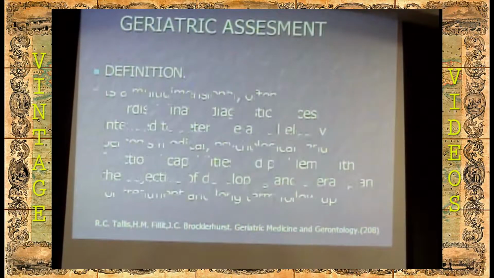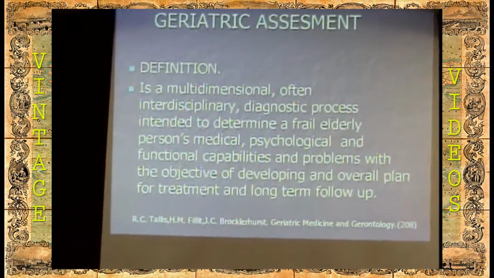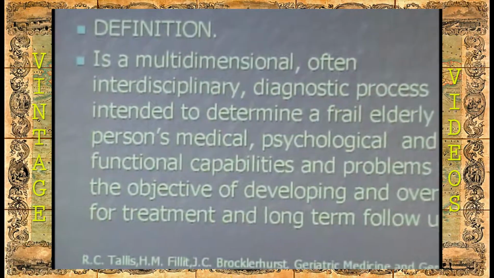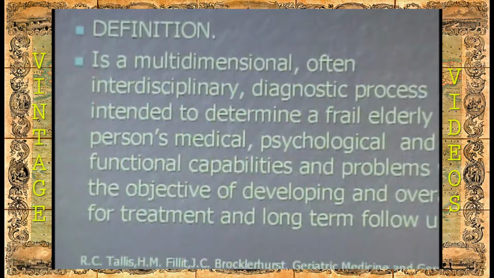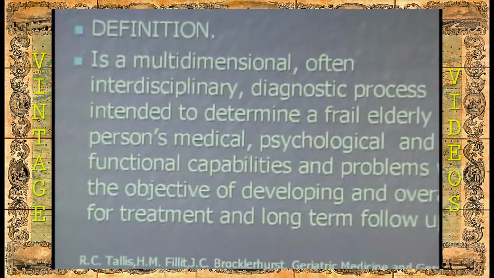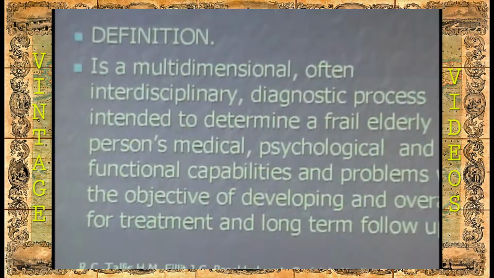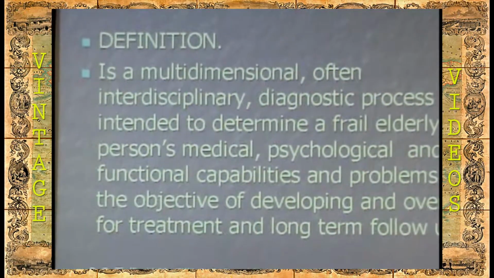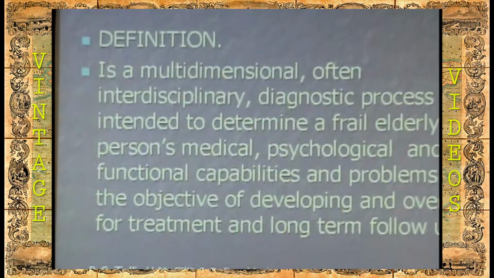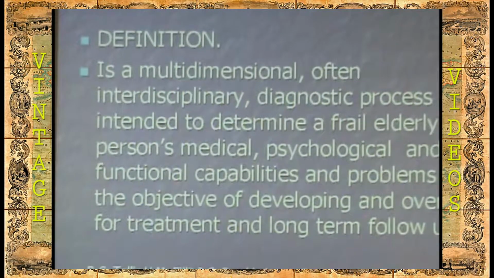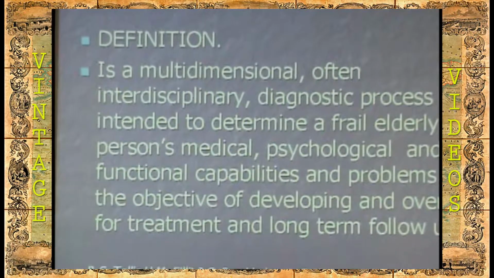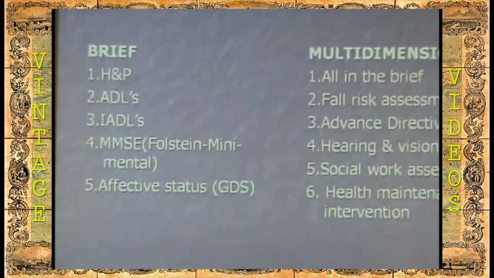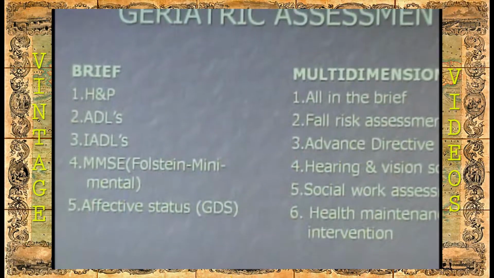So this is the fancy definition. It's a multidimensional, often interdisciplinary, so all of you need to participate in the care with your expertise, diagnostic process intended to determine a frail elderly person's, and I love this part, the medical, the psychosocial, and the functional capabilities. To do what? To do a very systematic process of care planning so you can long-term address the needs in the different areas and improve the care of these people and hopefully preserve dignity and get them out of their problems. So you say, wow, this is overwhelming, man.